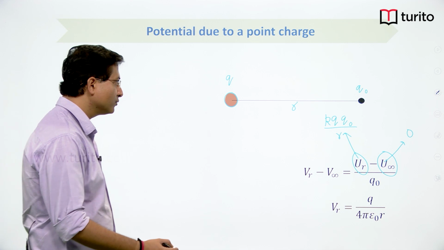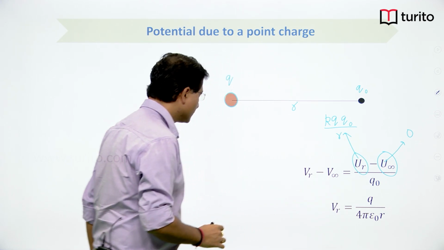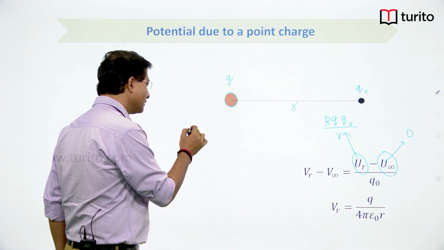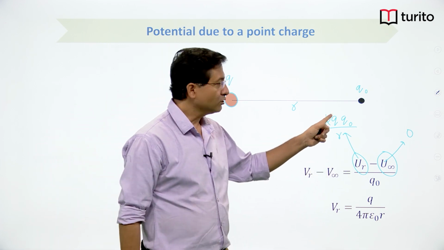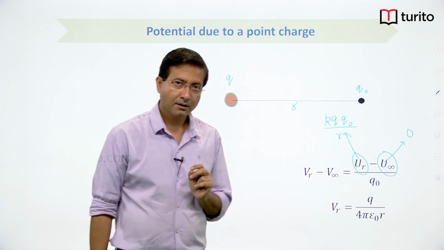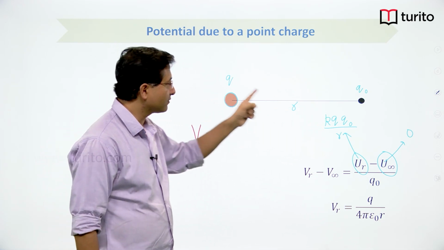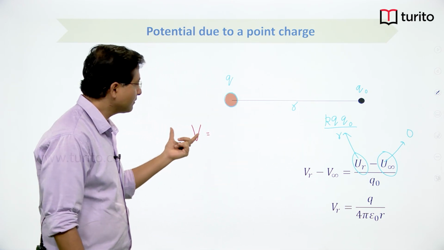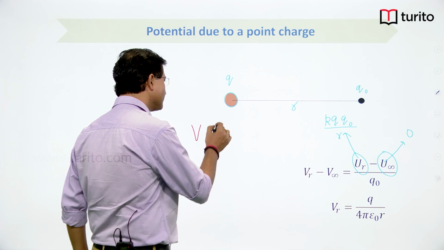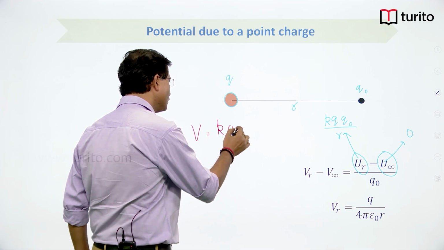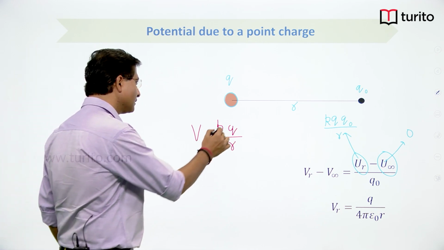Now as I already told you, potential energy is a scalar quantity, so you have to substitute charge with sign, right. If our charge is positive, I write positive here, if the charge is negative, I write negative here. Same thing happens for potential. Potential K Q divided by R, this is what we are getting. So here charge must be with sign.